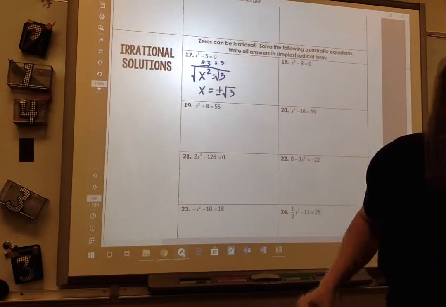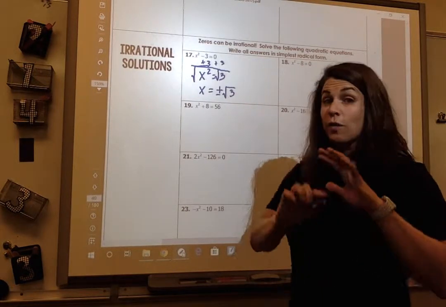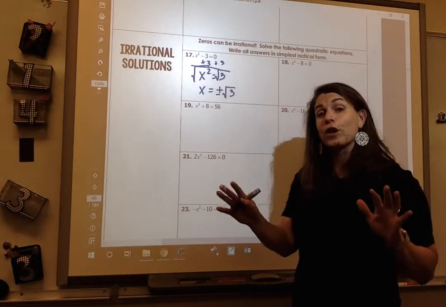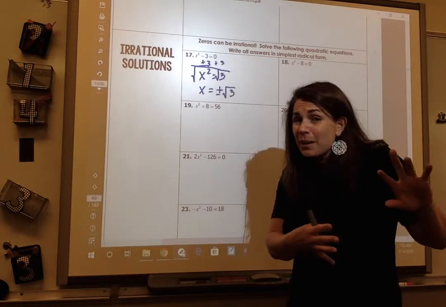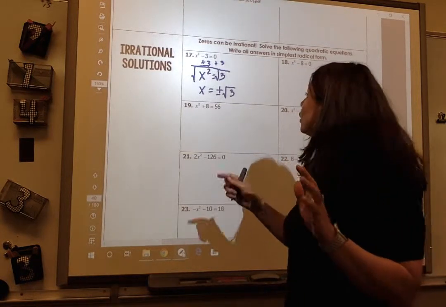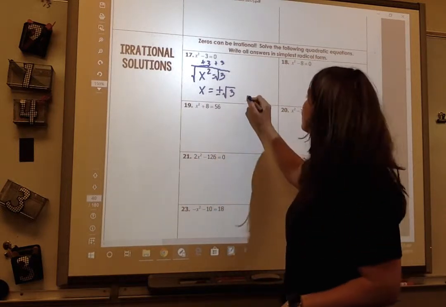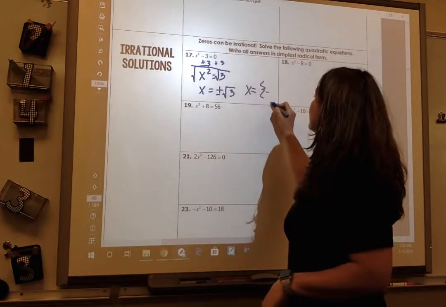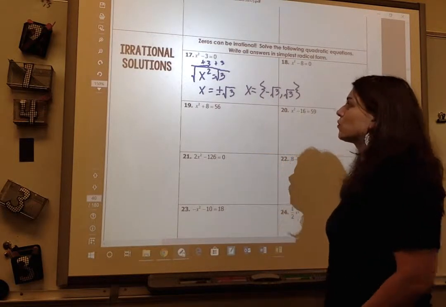So when you write your answer, I want these in simplified radical form. We've already simplified radical form, so if you forgot that, go back in your journal. Was it unit 6 maybe? Maybe it was unit 6, I can't remember. But I want you to go back and look at how we simplify those radicals. So here's how I want my answer. It's still 2 answers. Least to greatest, negative square root of 3 and positive square root of 3. That's how that answer is written.